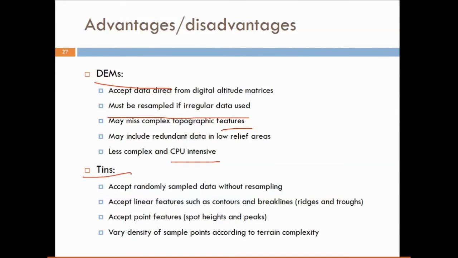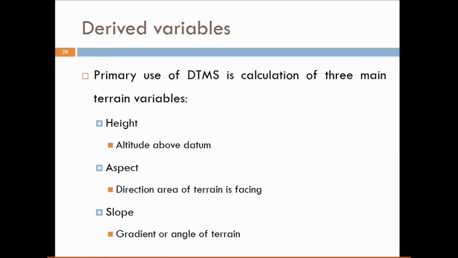Then coming to TINs, they accept randomly sampled data without resampling. They accept linear features such as contours and break lines, ridges and troughs as we call them, and point features like spot heights and peaks. The density of sample points varies according to the terrain complexity.